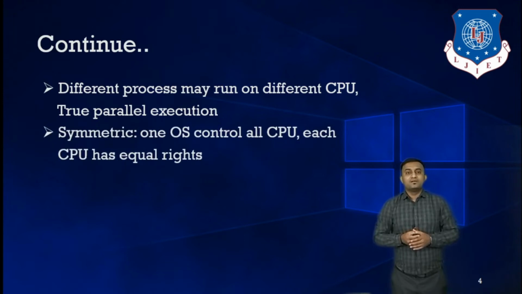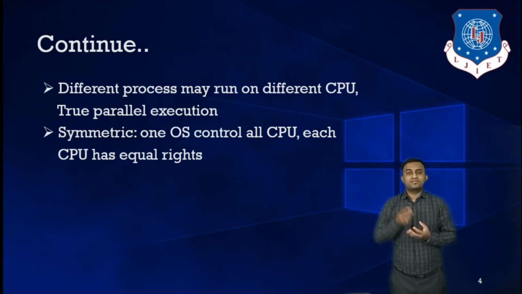Now, if you want to design such a type of system, there are two ways through which you can design: one is the symmetric way and the second one is the asymmetric way. Let us discuss what is the symmetric way of architecture or design. In the case of symmetric design, we again have a single operating system which controls all the CPUs that we have in our machine.